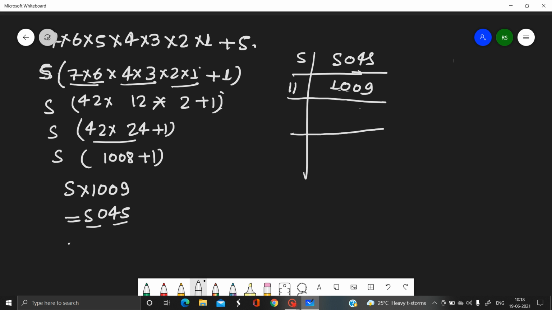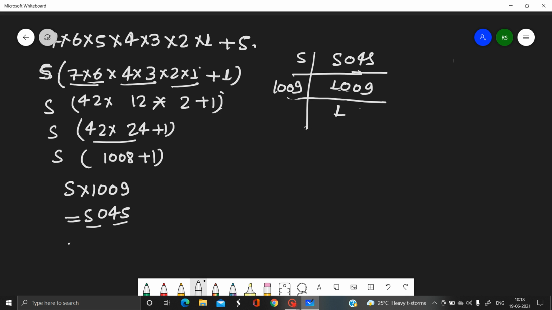So I think 1009 is a prime number. So this number is not divisible by any number. Okay, 1009 is a prime number. So this number is divisible by itself. 1009 is divisible by 1009.